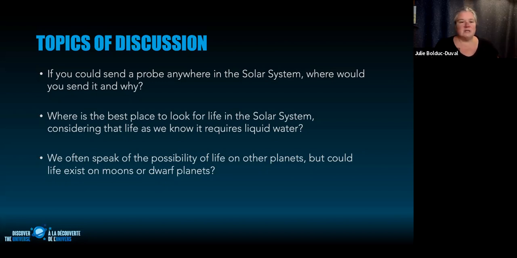But you could ask your students, if you could send a probe anywhere in the solar system, where would you send it and why? Depending on what your probe wants to discover, like if you're looking for life, considering that life as we know it requires liquid water, where would be the best place to look? We sometimes talk about life on other planets, but you could even start with your students with the question: could life exist on moons or dwarf planets? At first, if you start your astronomy unit with that question, they might say, well, no. But maybe after you've shown many moons, they'd say, of course, those are some of the best places to look for life in the solar system.